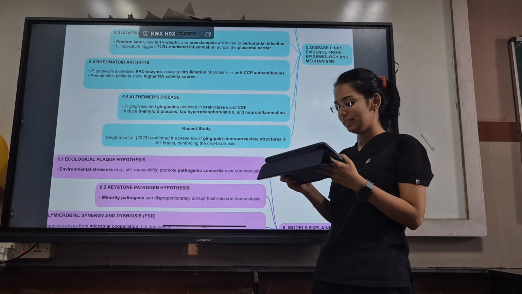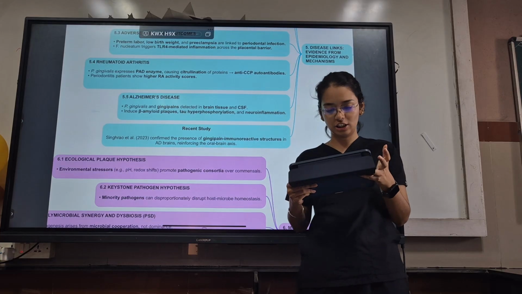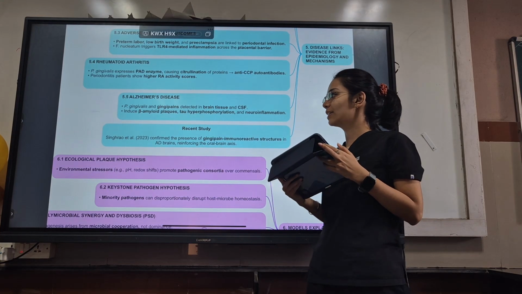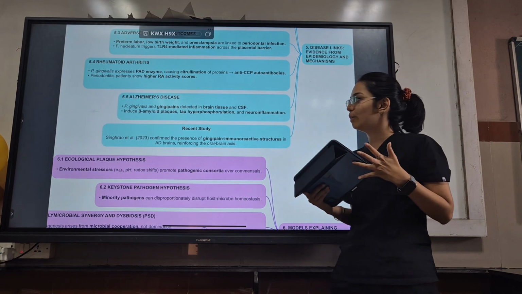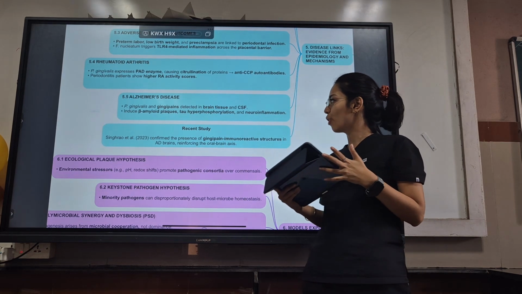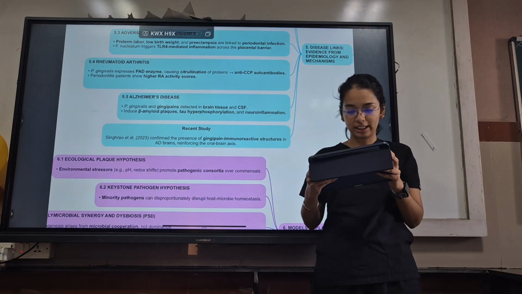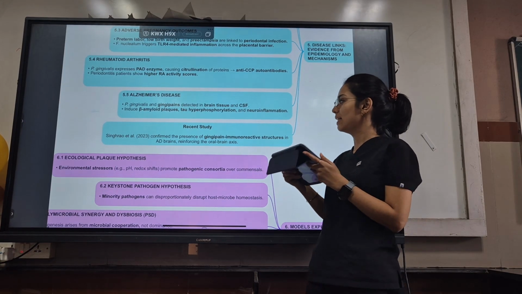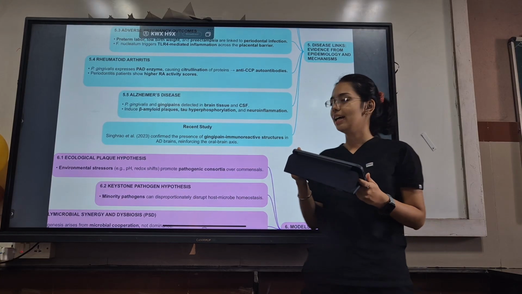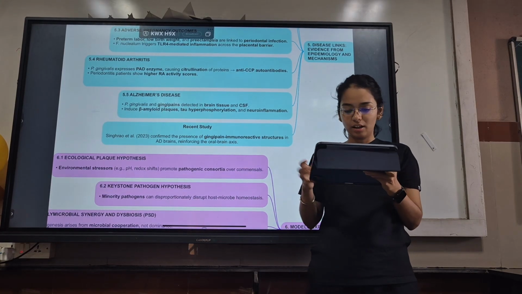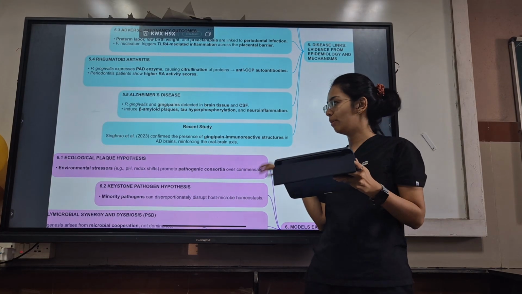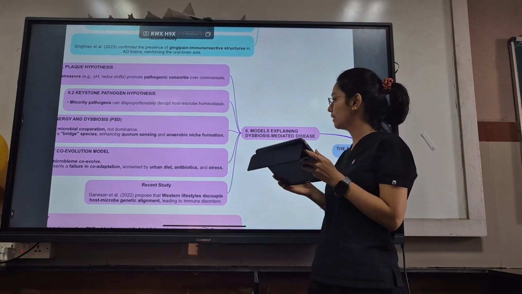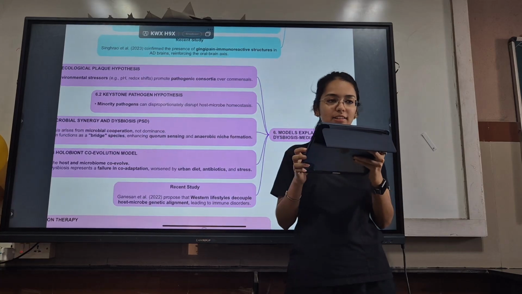Next we have Alzheimer's disease, where Porphyromonas gingivalis was detected in brain tissue and CSF. So it induces beta amyloid plaques, hyperphosphorylation and neuroinflammation in such cases. Another recent study confirmed the presence of gingival immunoreactive structures in AD brains, which reinforces this oral-brain axis.